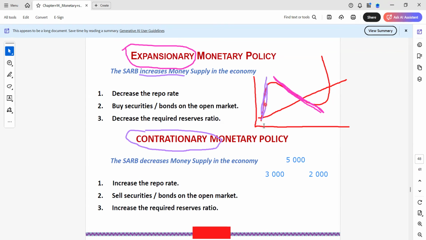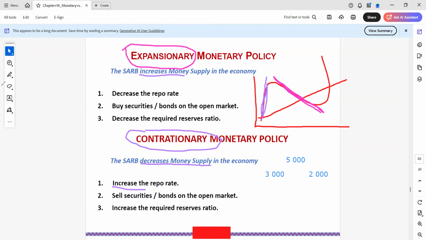Remember, I said people have more money, right? It will also lead to inflation where prices are going to increase because producers are trying to discourage this demand for goods and services. So to try and slow down this increasing economy, they can use the contractionary monetary policy, whereby now they decrease the money supply. By doing what? By increasing the repo rate.